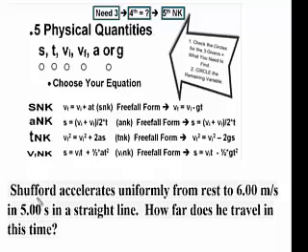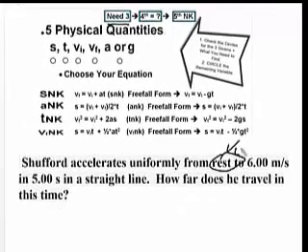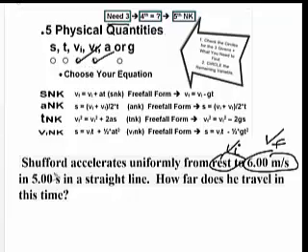Demonstration problem. Shuford accelerates uniformly from rest to 6 meters per second in 5 seconds in a straight line. How far does he travel in this time? Need 3. From rest gives us the initial velocity is 0, to 6 meters per second. This gives us the final velocity. We check that off. In 5 seconds. This gives us the time.